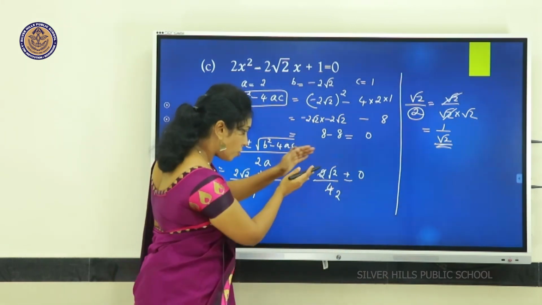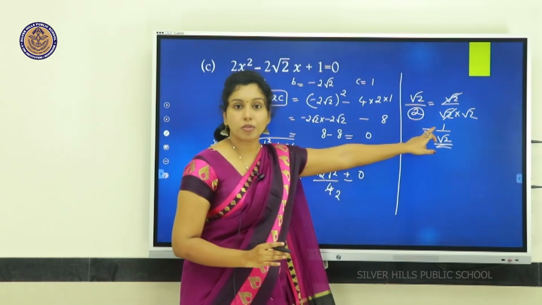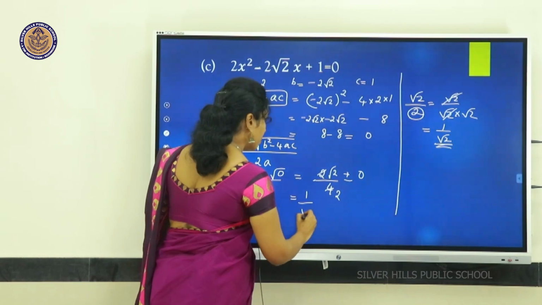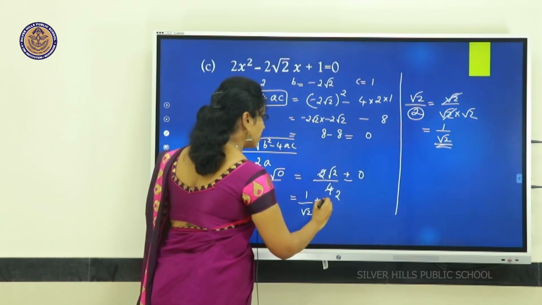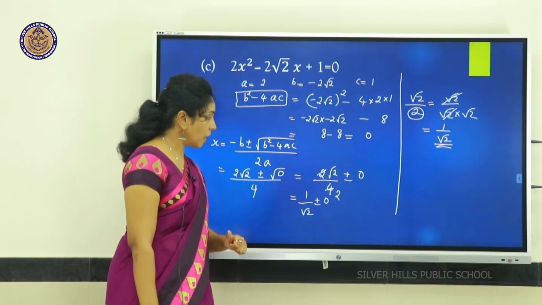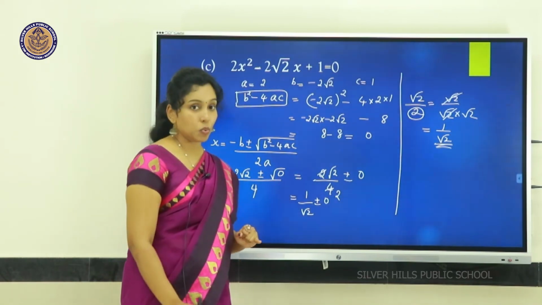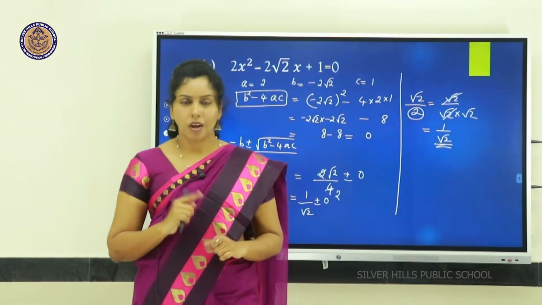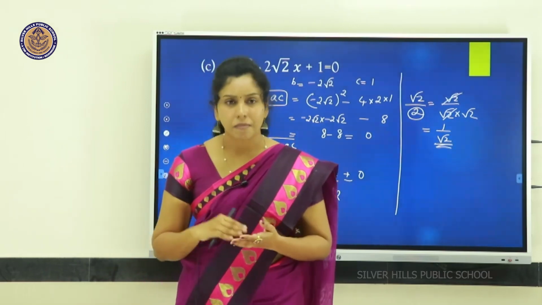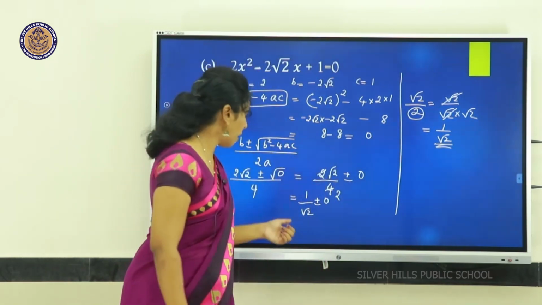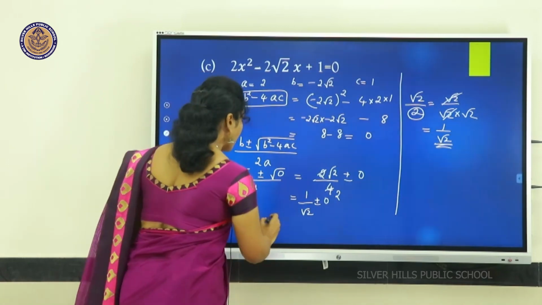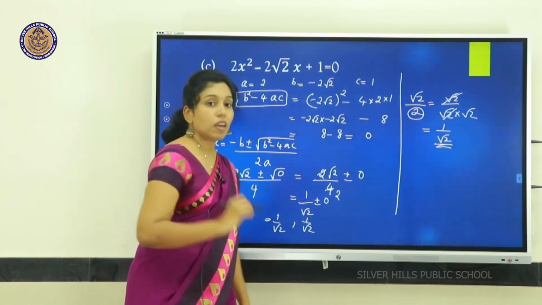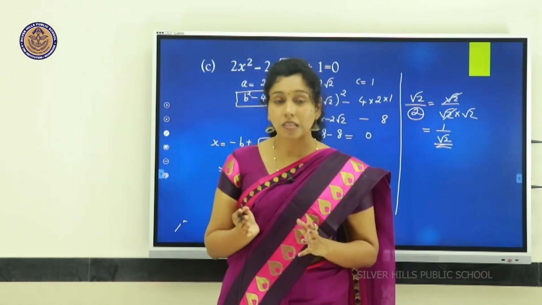So instead of root 2 by 2, I am going to substitute 1 by root 2. So we get 1 by root 2 plus or minus 0. How many roots are there? One is 1 by root 2 plus 0 and the other one is 1 by root 2 minus 0. Are they different? Even if we add 0 or subtract 0, nothing is going to happen to this 1 by root 2. So though we are getting two roots, 1 by root 2 and 1 by root 2, they are not two distinct real numbers.